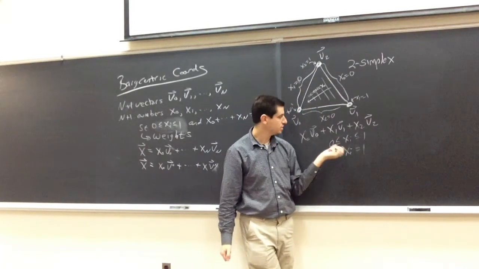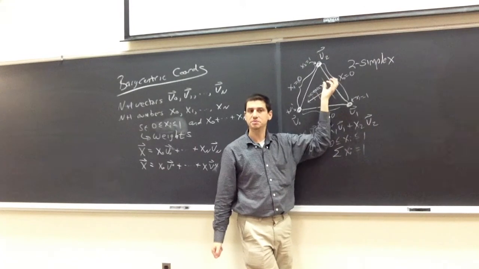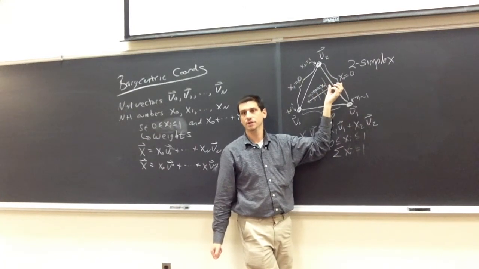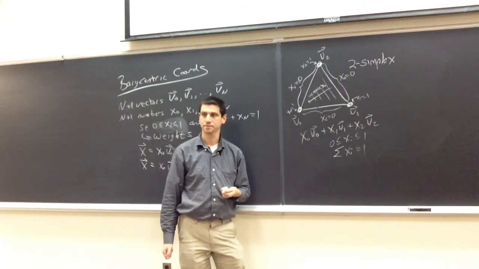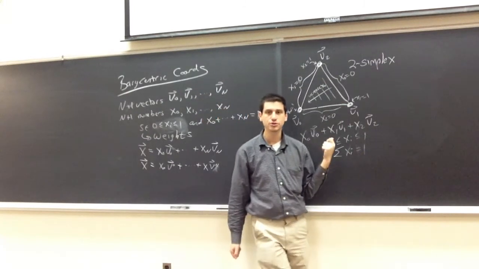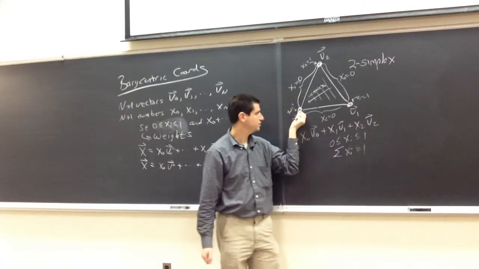So as a nice exercise, what you want to do is prove that this maps the triangle to the triangle, that every point in the triangle can be written uniquely as a linear combination like this. If you had to choose a triangle, what would you choose the coordinates of this point to be?